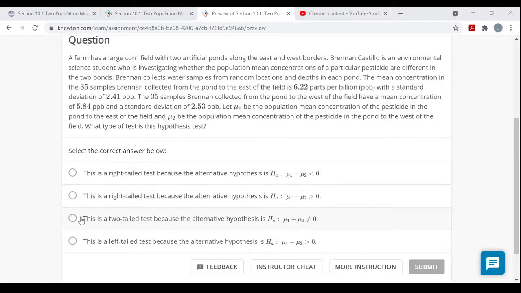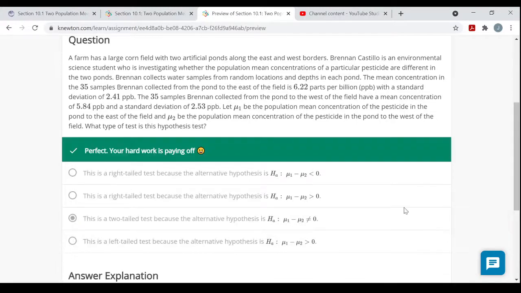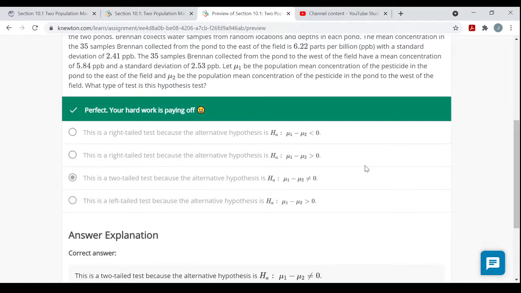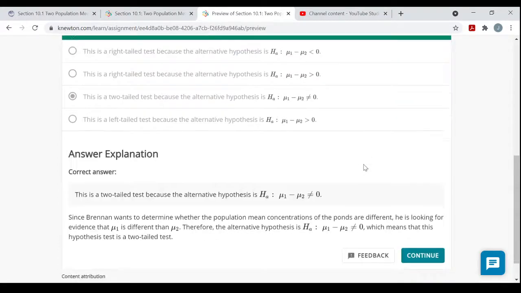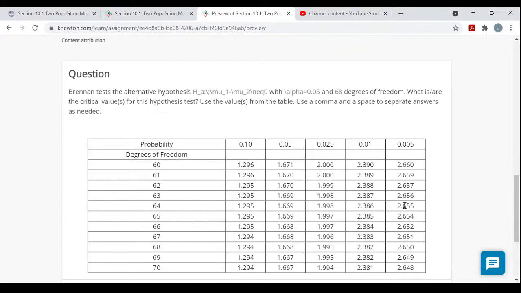So it's a two-tailed test, right? Because the alternative hypothesis would be that mu1 minus mu2 is not 0. Right. As I said, different in the two ponds. Now, if it said greater in one pond or less than one pond, that would change things. All right, now there's more to it.